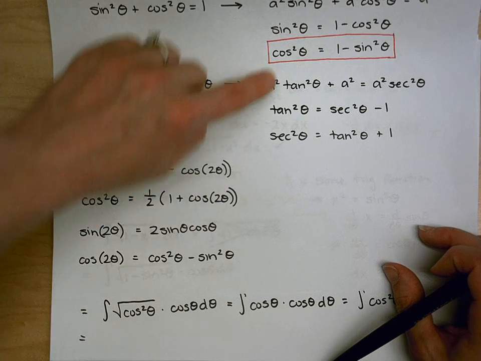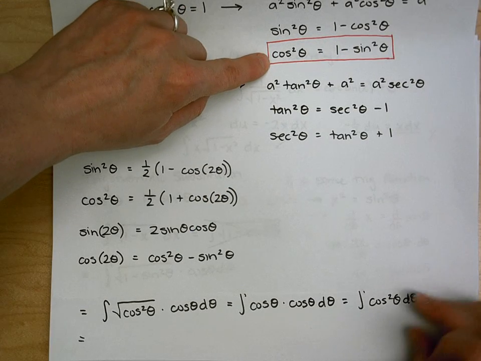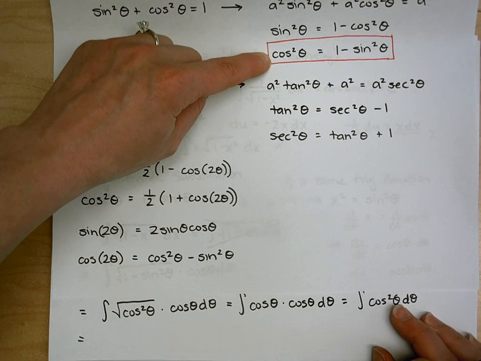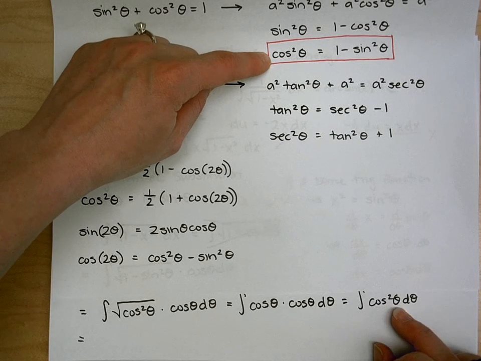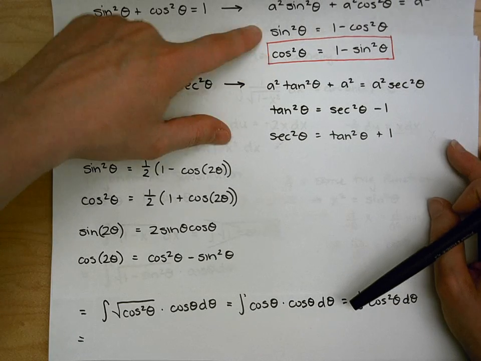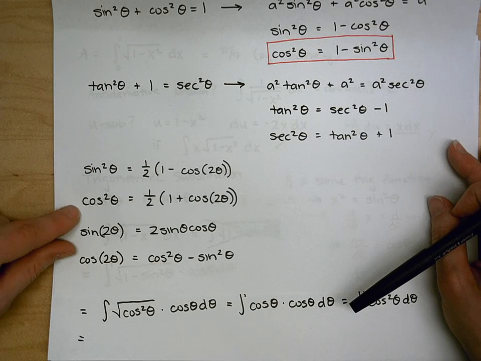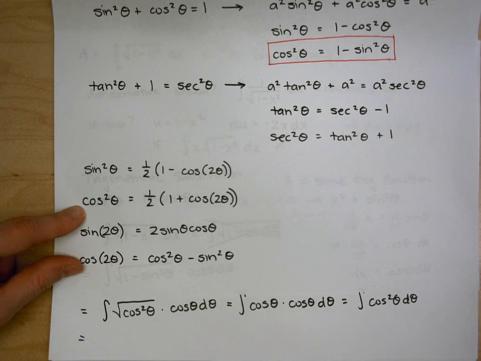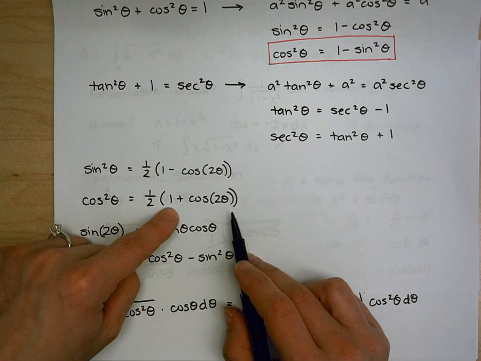Well, let's see. I have cosine squared is 1 minus sine squared. That's not really going to help me because I still would have to integrate sine squared, which is basically the same amount of work as integrating cosine squared. I'm looking through the rest of these. I wonder if this one might help. Cosine squared is the same thing as 1/2 times 1 plus cosine 2 theta.